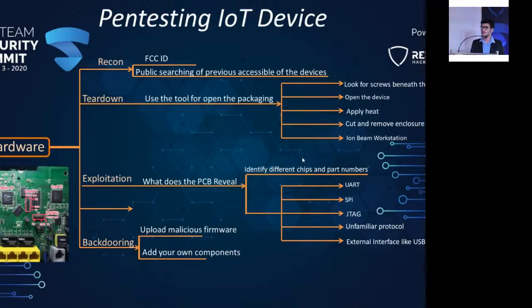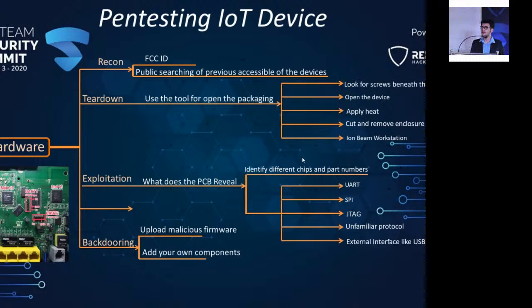You open the device, use the screwdriver, maybe you use the IoT beam workstation, and apply heat to the device. Once you open the device, the third step comes as the exploitation. For doing the exploitation, you have to identify the different chips and part numbers of the device. And once you know the chips and part numbers, you have to search the data sheet of the device and find more information, like the pinout of the device.